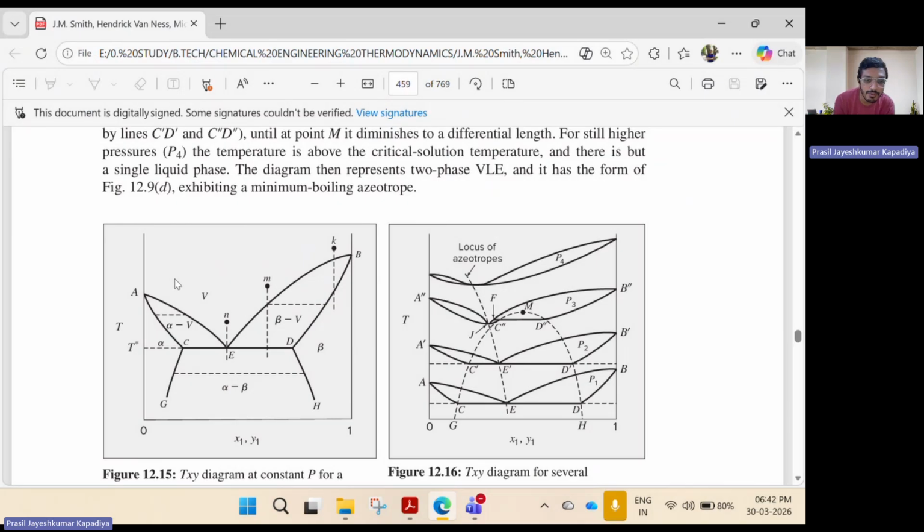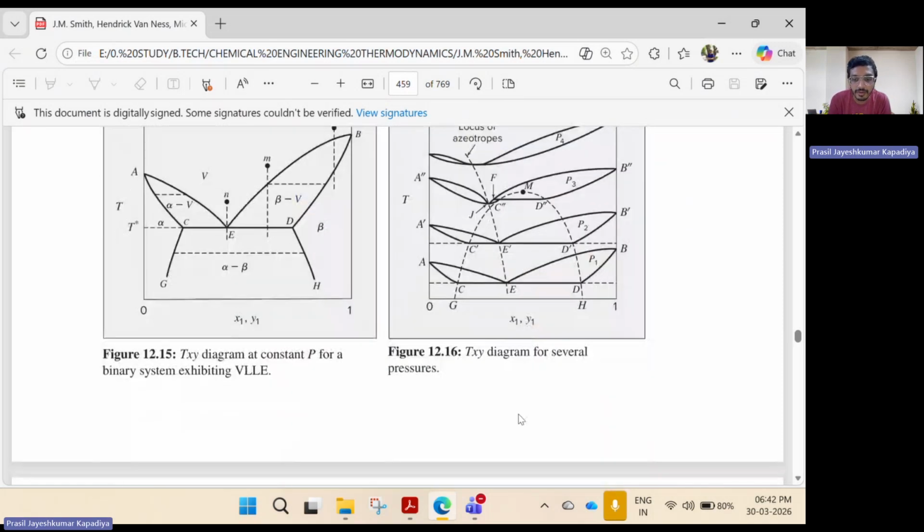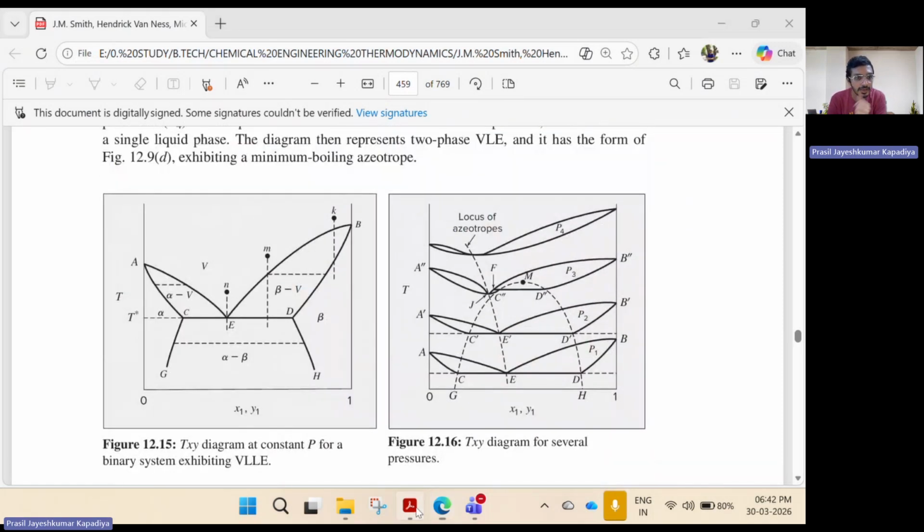Similarly, let's say I start from some point here. It all depends on the composition where we are starting. So if I start from here and reduce the temperature, I will reach this alpha-vapor equilibrium phase, and on further reduction, I can reach a single liquid phase. Okay, so let's try to read out and understand what they are saying. This is what is written in the book.